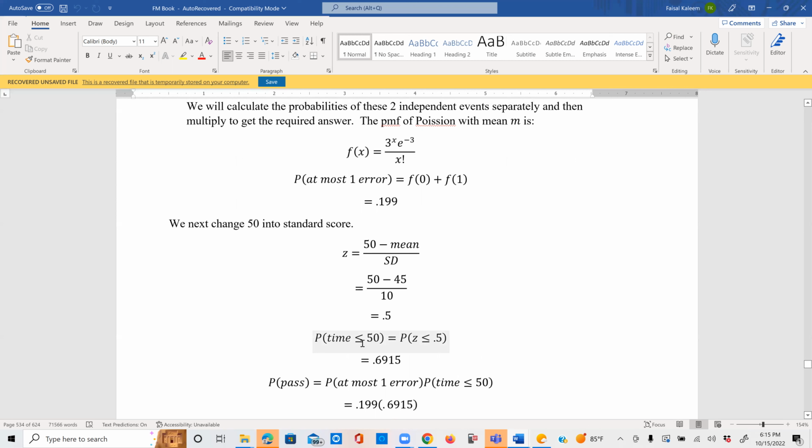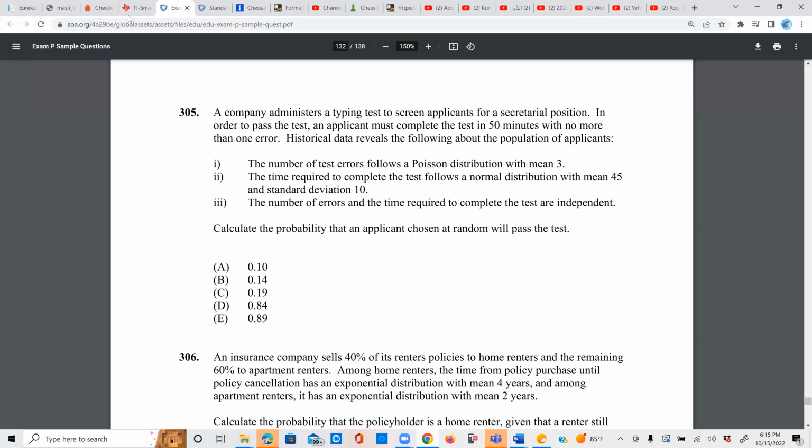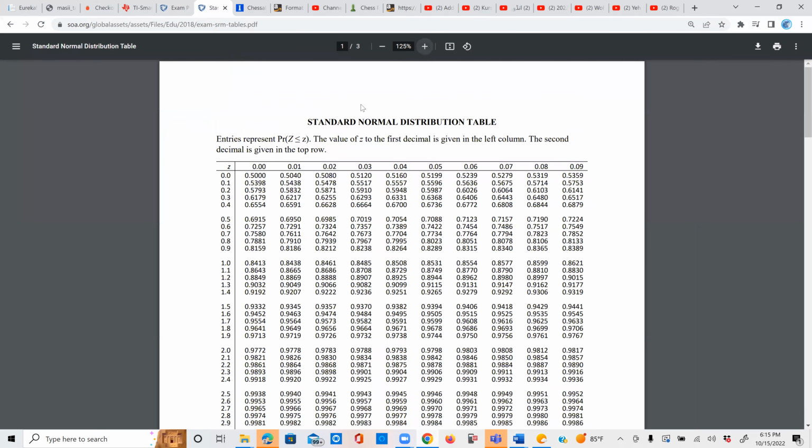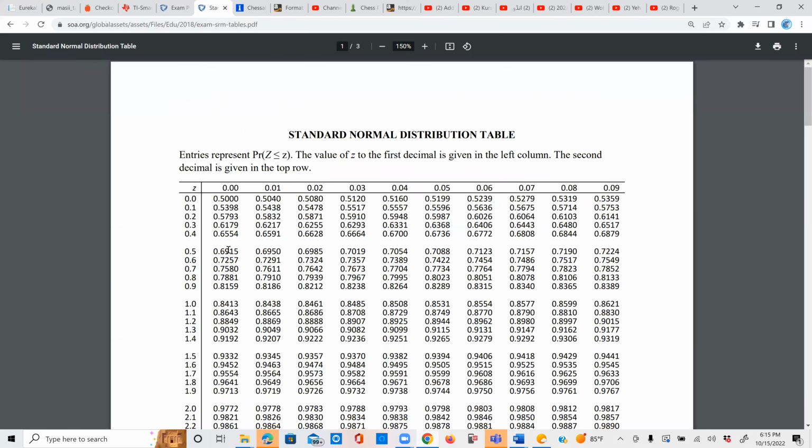So therefore, the probability that the time is less than or equal to 50 minutes is equal to the probability that z is less than or equal to 0.5, which from the tables we see to be, let's magnify this. So for 0.5, you can see the cumulative probability is 0.6915.